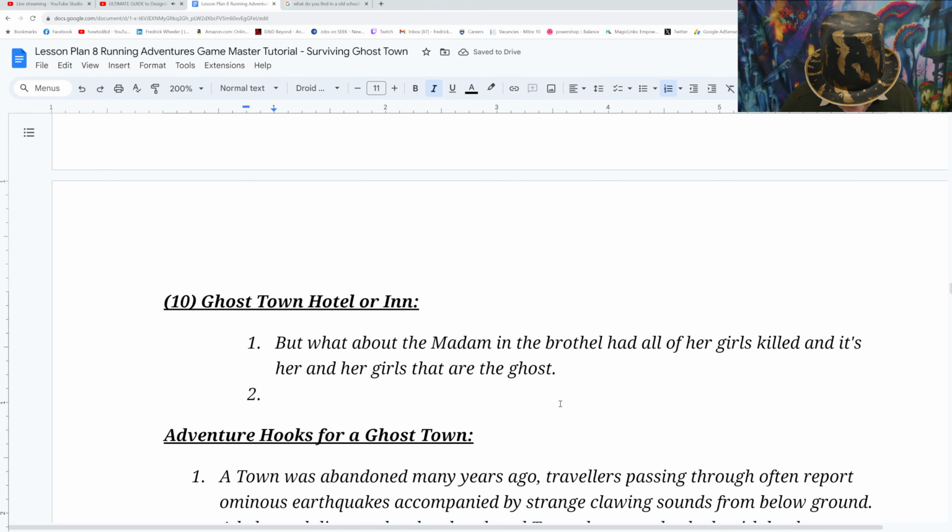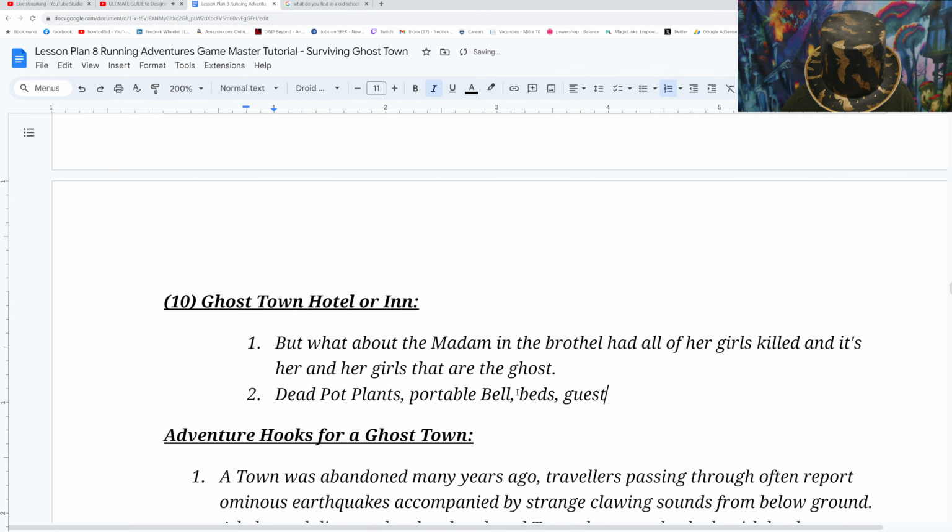A bell, yeah, reception, pot plants, yes. Probably dead pot plants. They won't be alive anymore if we're dealing with a ghost town. A bell. I would say a portable bell. A guest book, beds, of course. Guest book. Absolutely. Desk, mail cubbies, yes.